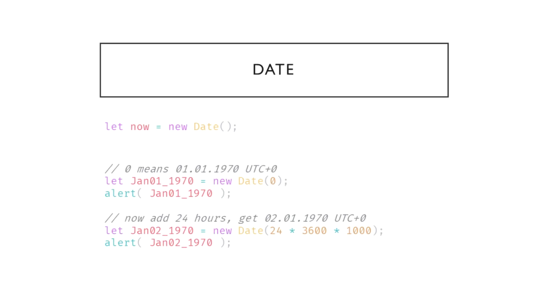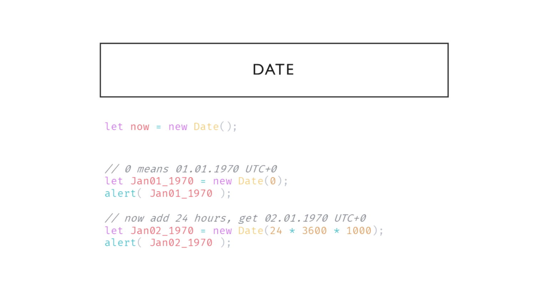Let's meet a new built-in object, Date. It stores the date, time, and provides methods for their management. For instance, we can use it to store creation or modification times, to actually measure time, or just to print out the current date.